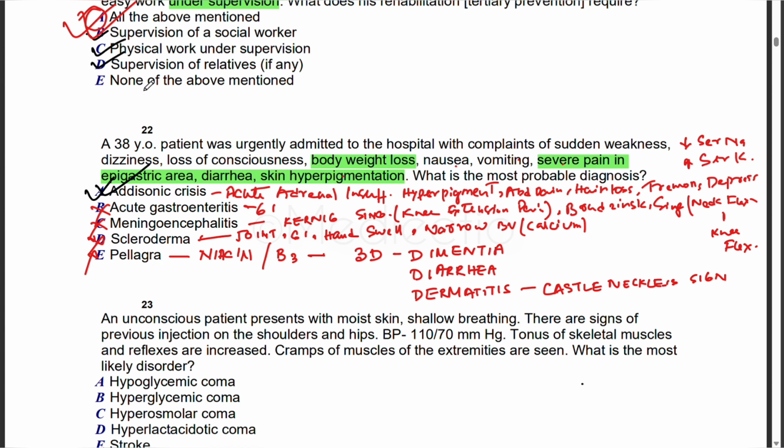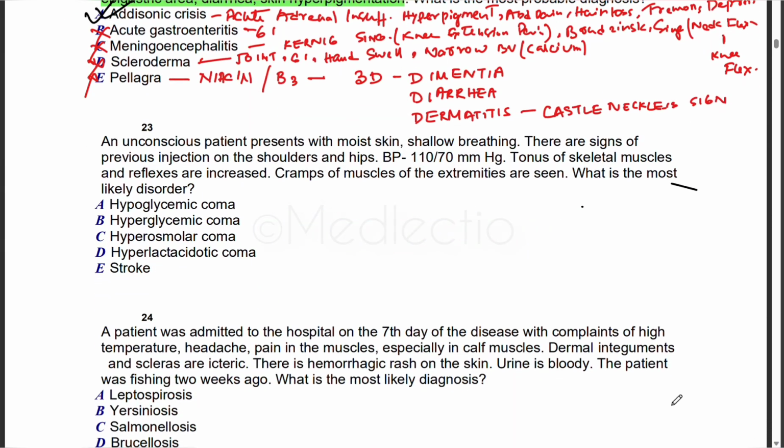Hello everyone. So the next question is number 23. So what do we have? An unconscious patient presents with moist skin, shallow breathing. There are signs of previous injection on the shoulder and hips. BP 110 by 70. Tonus of skeletal muscle and reflexes are increased. Cramps of muscle of extremities are seen. What is the most likely disorder?